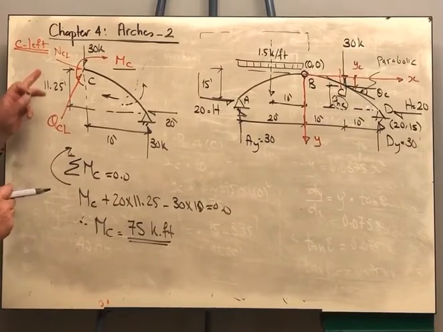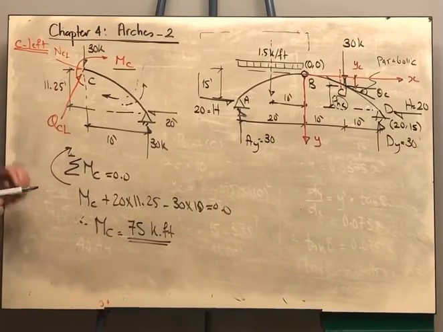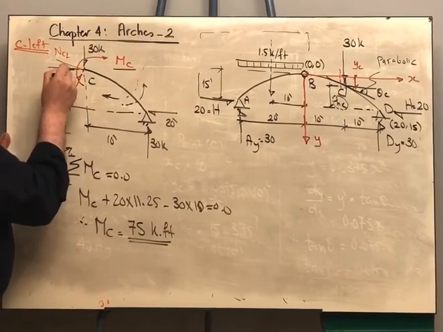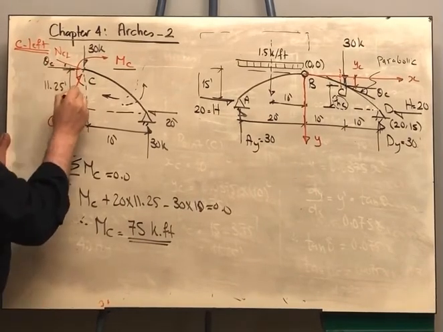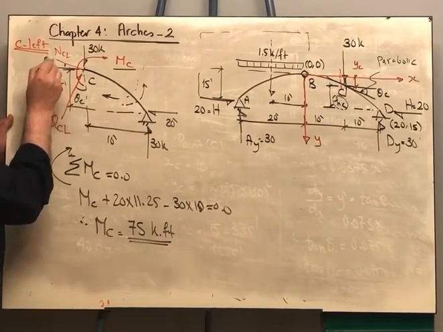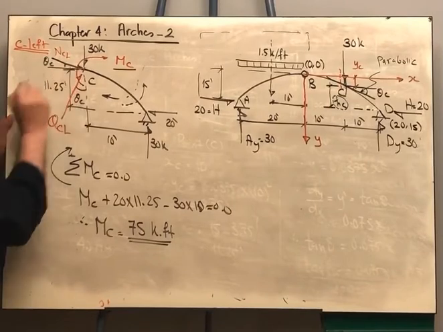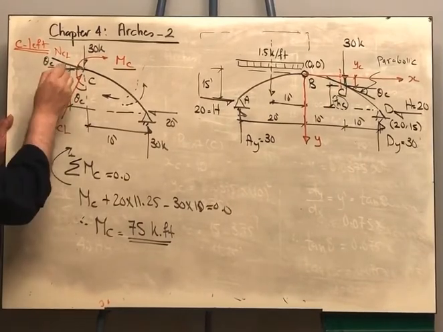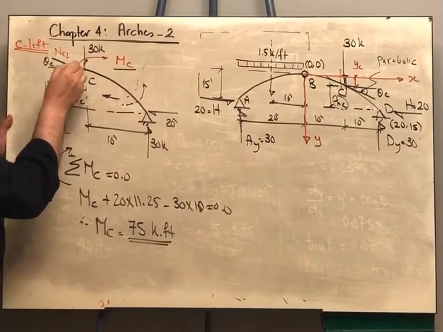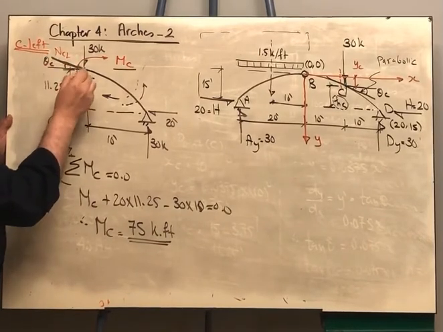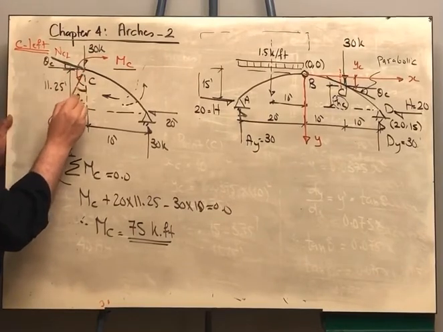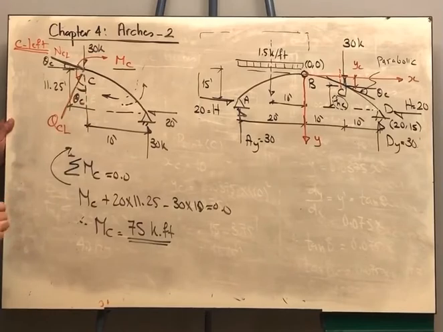Now I want to get the normal force and the shear. Take care. We calculated already this angle theta C, and it should be also this angle, because the angle between the normal force, which is the tangent to the central line, and the horizontal is theta C. Since the shear is perpendicular to the normal force, and since the vertical is perpendicular to the horizontal, we are having this angle also is theta C.